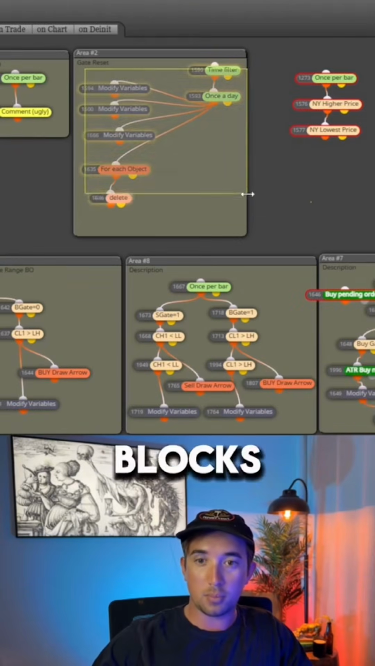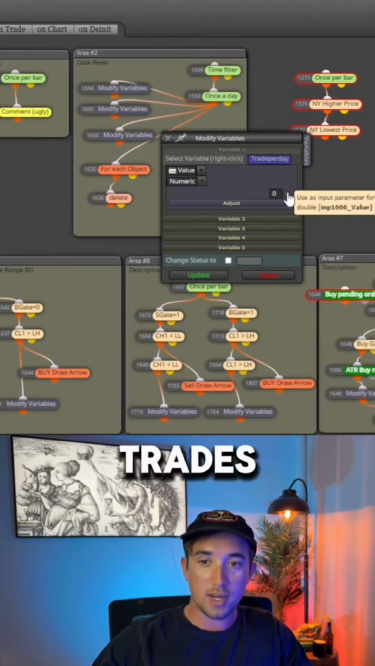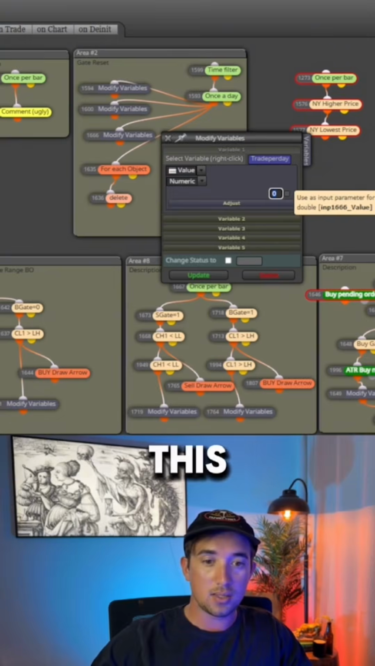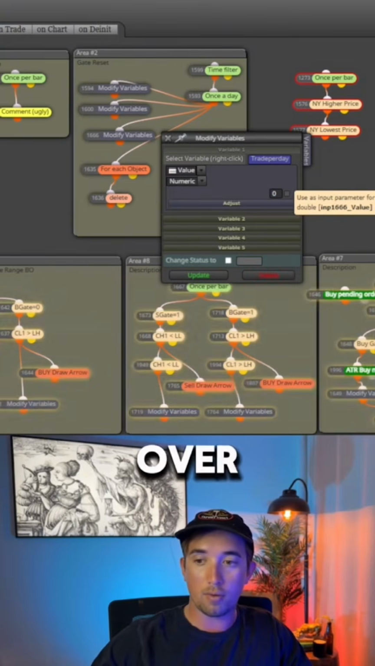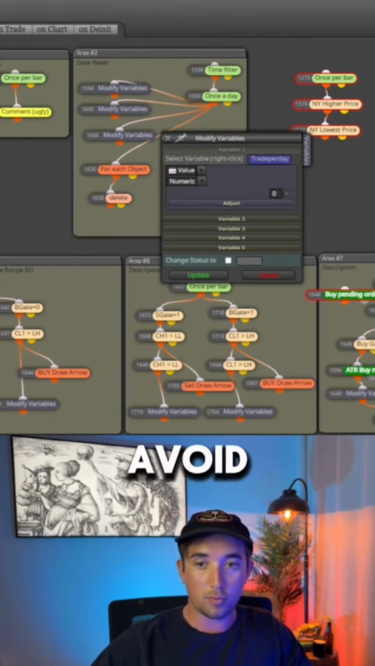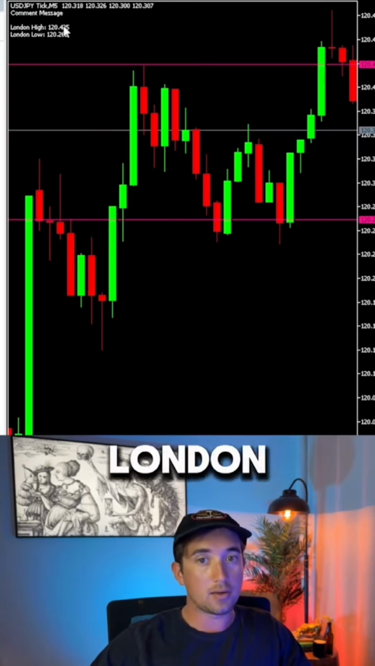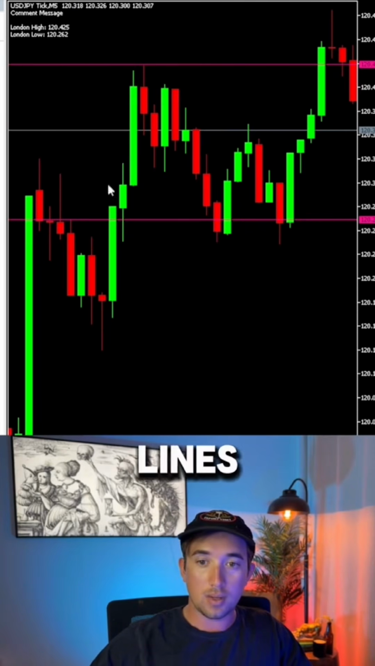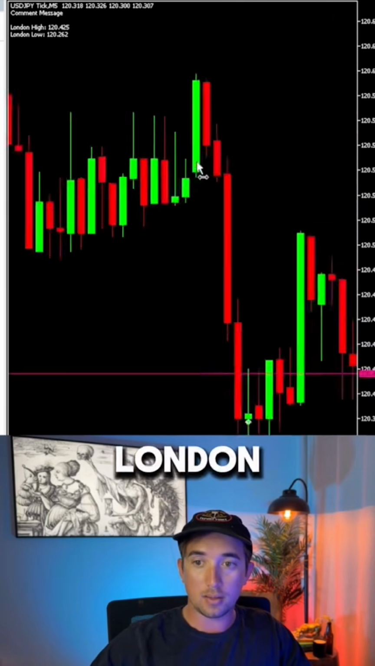With our top set of blocks here, we reset this trades per day back to 0, so this system can run over and over again once per day to avoid overtrading. Up in the top left here, we have our London high and London low. Our pink lines here are also storing that London high and London low price range.